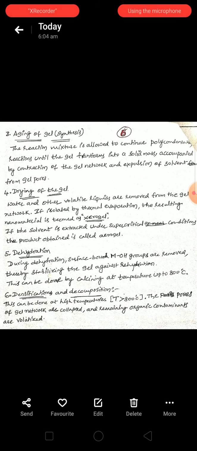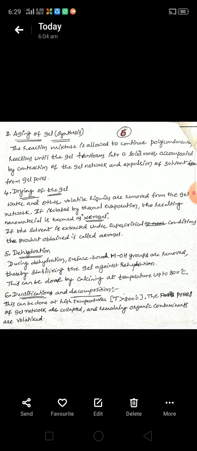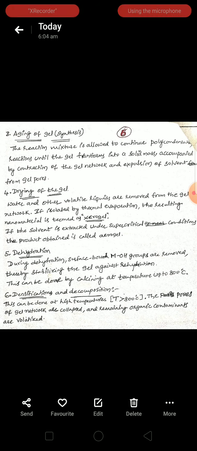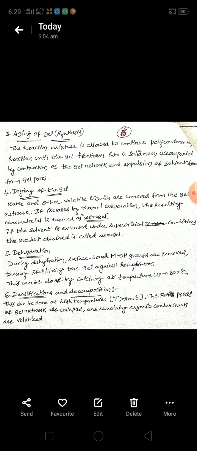In this step, the gel is to be heated above 800 degrees centigrade to remove the pores. If any pores are there in the gel network, those can be removed or collapsed by heating the gel more than 800 degrees centigrade. And if any organic contaminants are there, those can be volatilized in this step. If any organic solvents are there, those can be removed or volatilized in the densification and decomposition step.